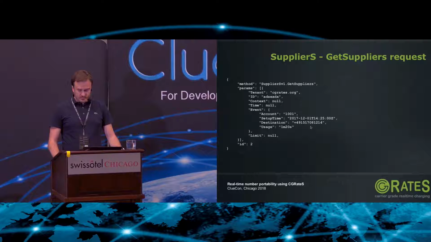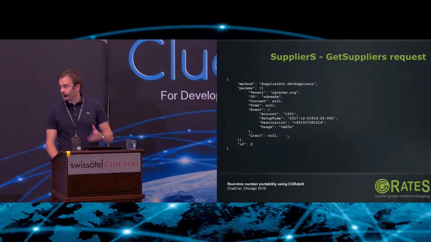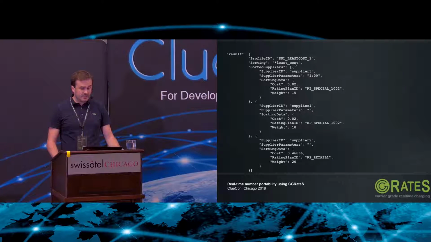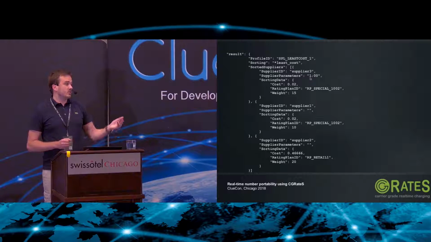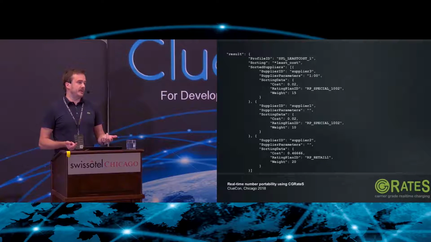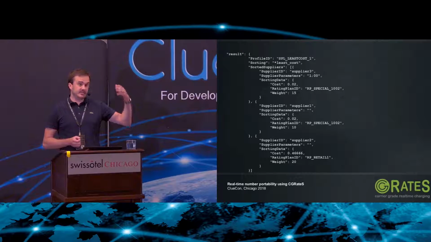Get suppliers API example. You see here account setup, destination, usage. So this is the pattern which I told you. You can put there what you want. And you see a list of suppliers being reported back with the sorting strategy used, which in this case is least cost. And then you can see the suppliers can also have parameters. So for example, you can strip one digit and prepend the prefix if you want. If you know that your supplier is an international one, you can play with the number in the switch.